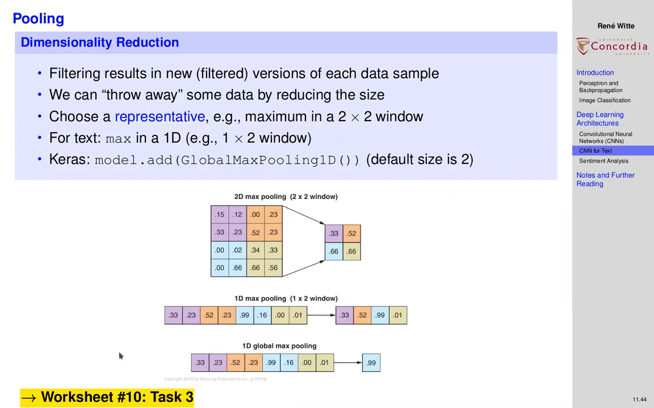To make sure you understand how the pooling operation works, there is an exercise, task number 3, applying it on an image. And then when you're back, we're going to build a network for processing text using all of these techniques together. See you then.